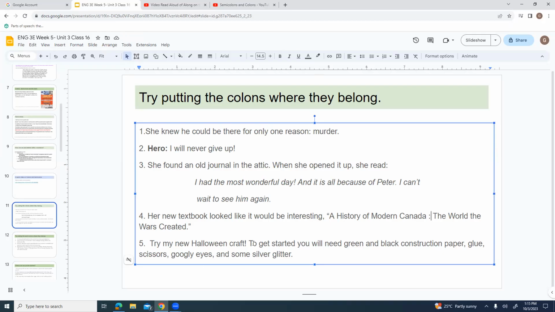Try my new Halloween craft. To get started, you will need: green and black construction paper, glue, scissors, googly eyes, and some silver glitter. So this is a whole list. And to introduce a list, we usually use a colon right there. It just gives the reader kind of a heads up that a list is coming. Otherwise, you're suddenly reading it. It just kind of doesn't always make sense, right?